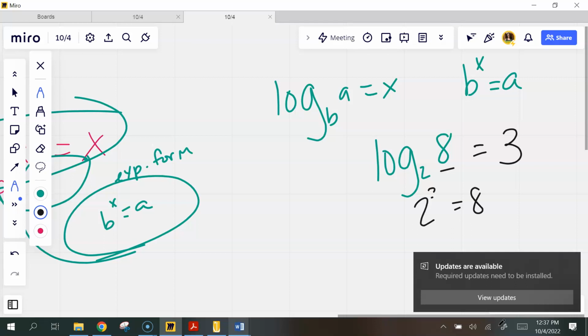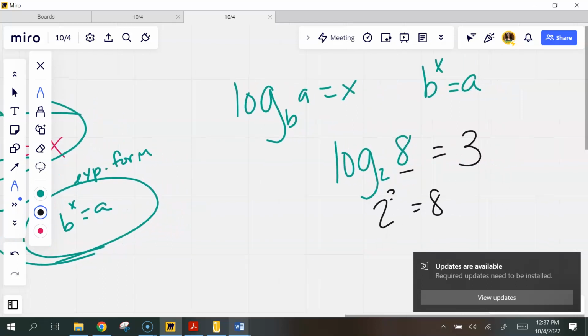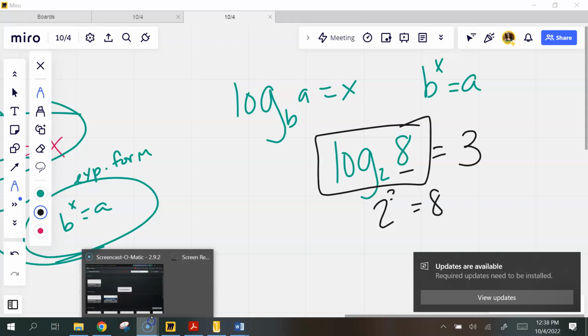Change of base says if you have anything in any base, it doesn't matter because your calculator operates in base 10 because we're on a base 10 number system, right? Everything we do is base 10. Our numbers go 1 through 9 and then they start repeating at 0.